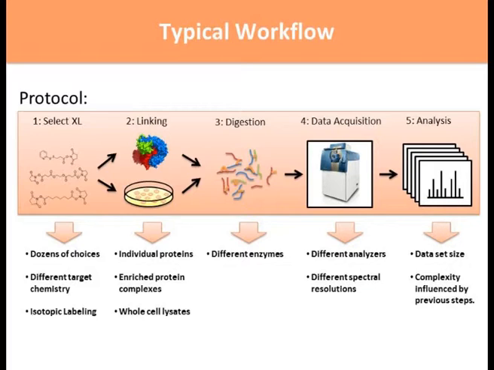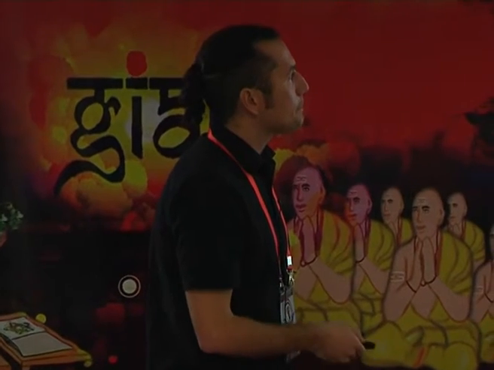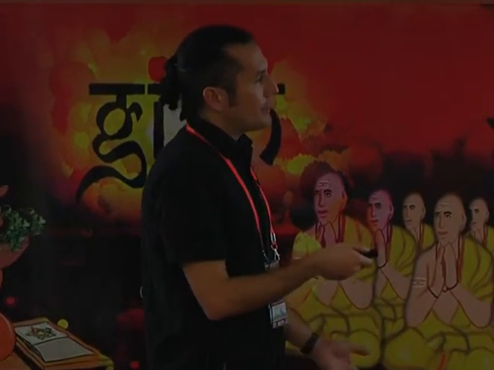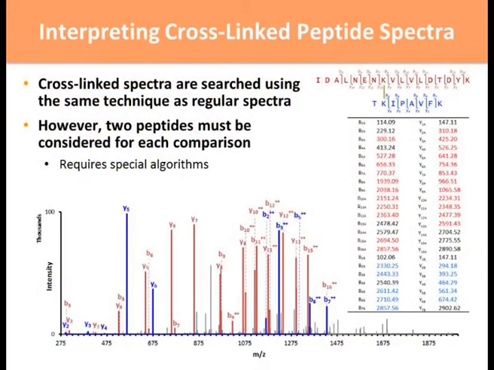And as a result, there have been few good solutions for analyzing the data. And so the algorithm I will present here, Kojak, is designed specifically to accommodate all of these different workflow choices that are made in producing cross-linked peptide spectra. The algorithm itself, though, has a simple singular function, which is the identification of two peptides linked together in the same spectrum.